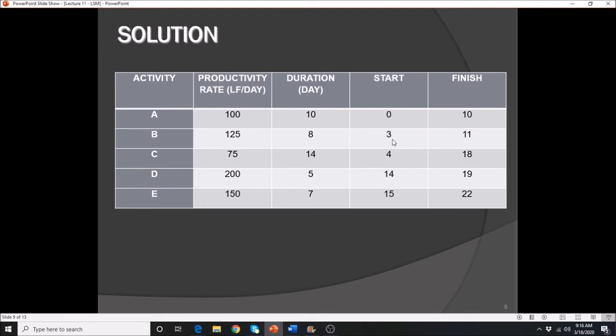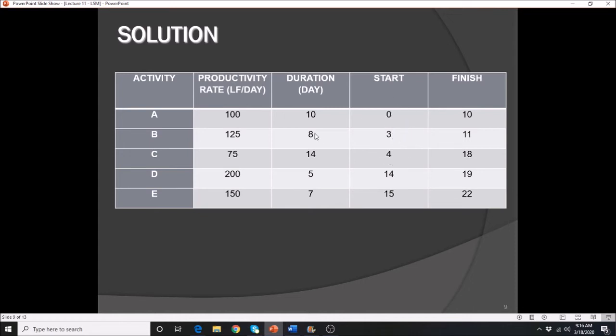When we count that, 4, 5, 6, 7, 8, 9, 10, 11, that gives you actually 8 days duration. Alright, so let's start. We're going to begin the first activity at 0 and finish on the 10th day. That is 0 plus 10 is equal to 10. Alright, let's move on to activity B. So how did we get that?